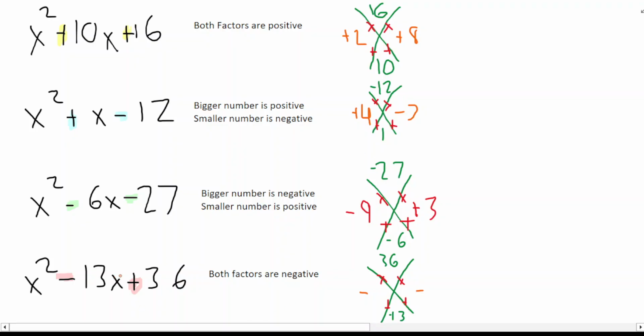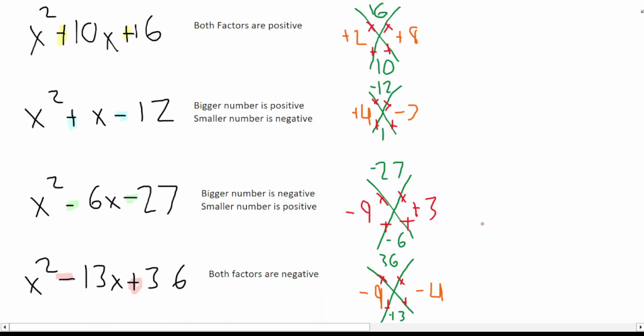So in this case, if I know for a fact that this rule will work, I know that I'm going to have two negative numbers, and now I just think about what two numbers add to 13, and then I'll attach the minus later on, which in this case is -9 and -4.